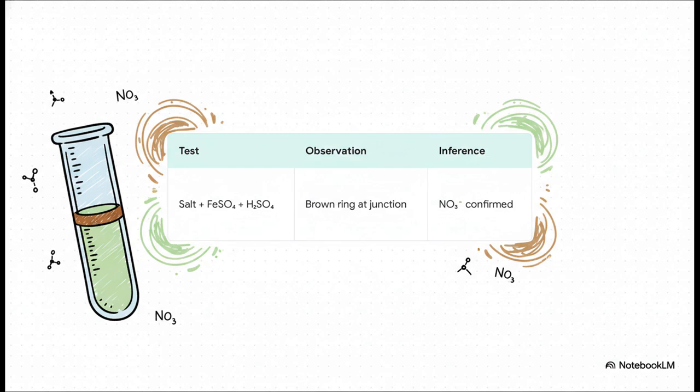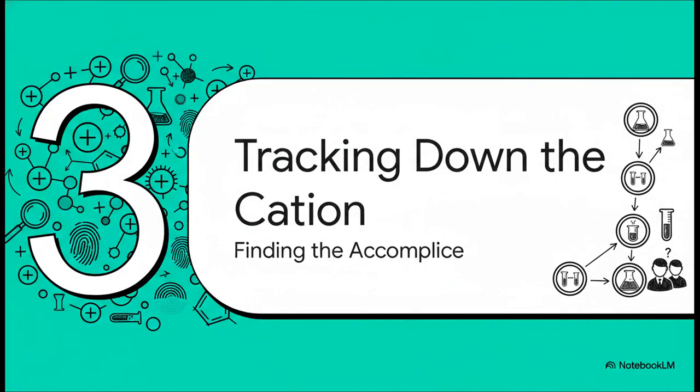We add some fresh iron sulfate solution, and then, very carefully, we let some concentrated sulfuric acid trickle down the side of the test tube. If nitrate is present, you get this beautiful, unmistakable brown ring right where the two liquids meet. When you see that ring, bam, you know for sure you found nitrate. So we've ID'd our anion.